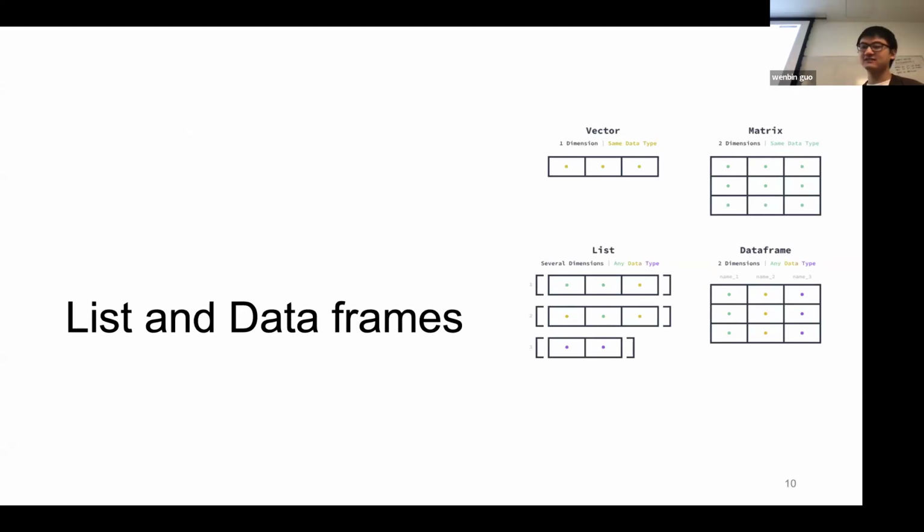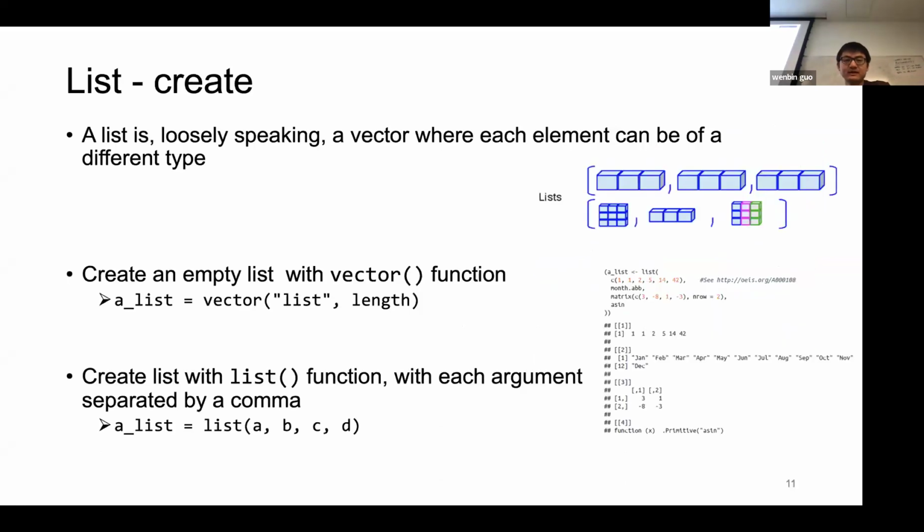And the list is a more generic data structure. It has a very flexible length and a very flexible data type. It can even be a list of lists, a nested list. This is quite useful when you are storing data. But when you are computing, this list probably is not the go-to data type.